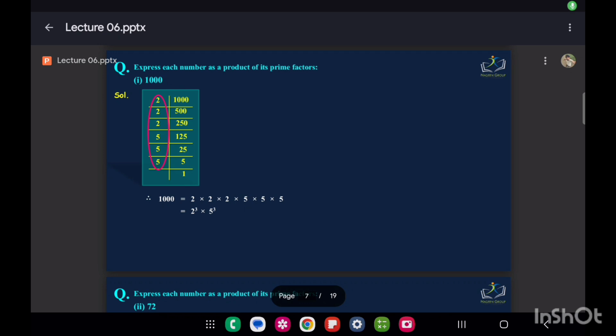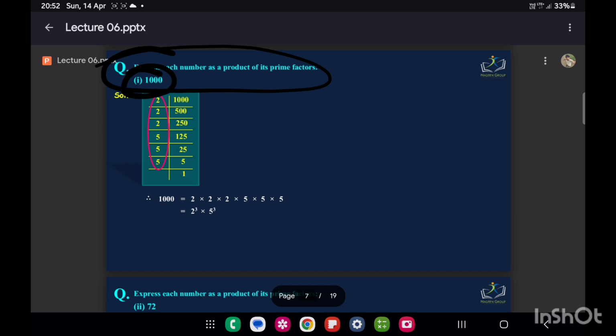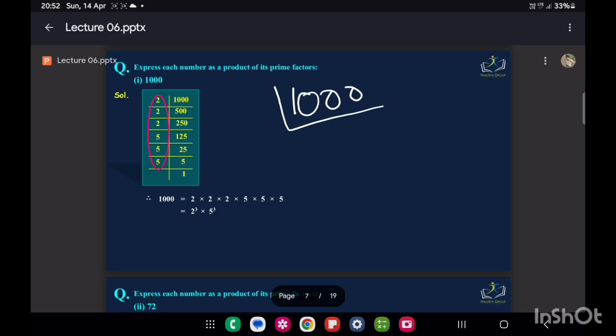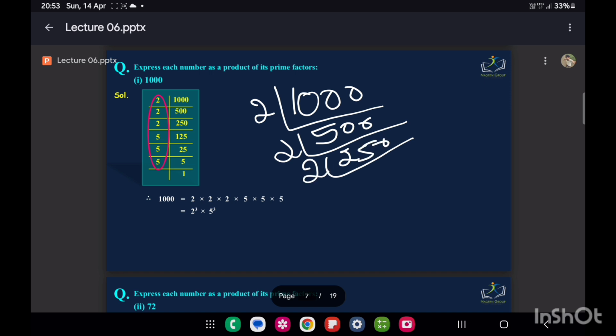These are important questions asked in the CBSE examination, and CBSE schools will ask questions like these. Express each number as a product of its prime factors. One of the problems we have taken is 1000. We have to divide by the lowest number. 2 500s are 1000. Then again 2, 250 you will get, again 2, 125 you will get.